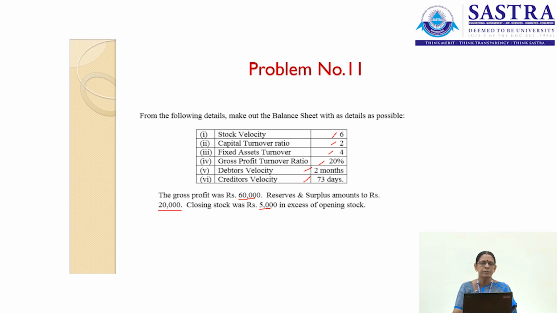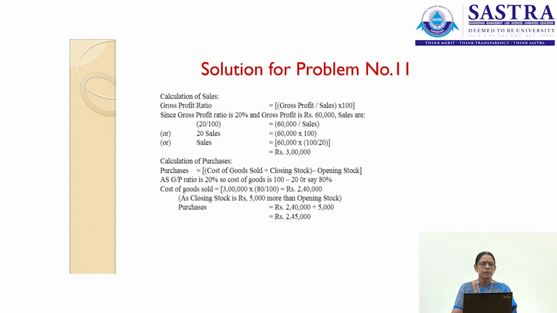So we are going to frame the balance sheet. First we can calculate sales. GP ratio is GP divided by sales into 100. GP ratio is given as 20% and gross profit is 60,000. So if 20% is 60,000, what is 100? So sales is 3 lakh rupees.